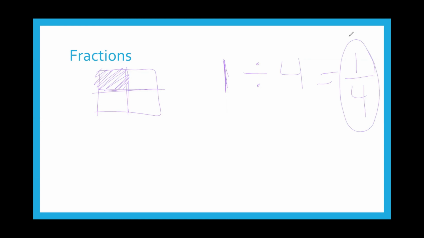Fractions. So what does a fraction actually mean? A fraction is actually the result of division. And so let's look at what that means. Let's say you had a piece of cake. Let's say you had one piece of cake and you divided it by 4 people. Each person, again, is going to get 1/4. So again, the result of a division is a fraction.